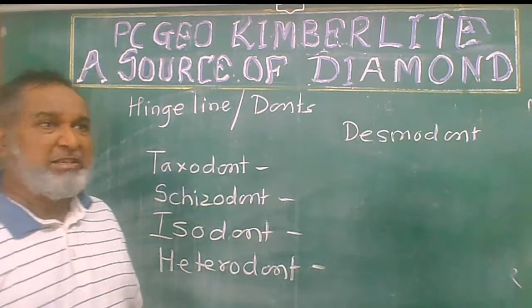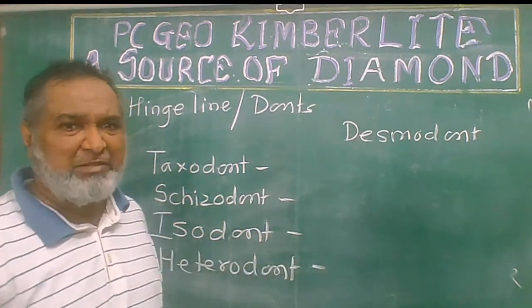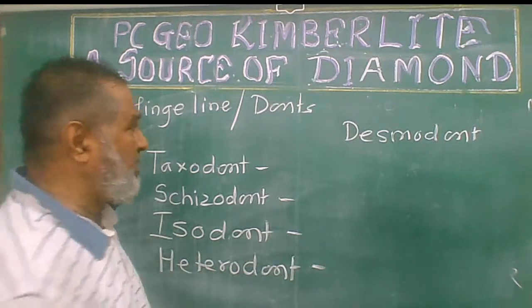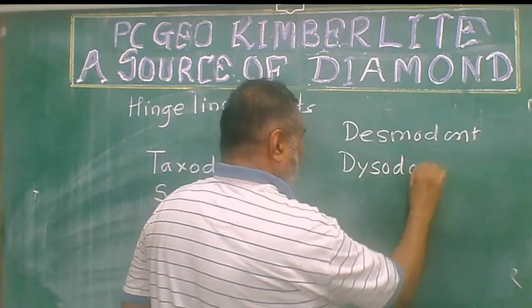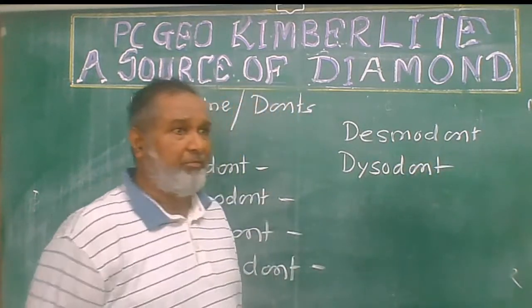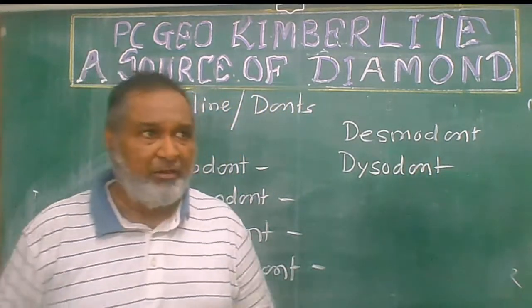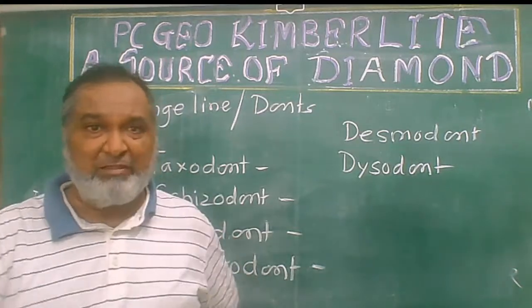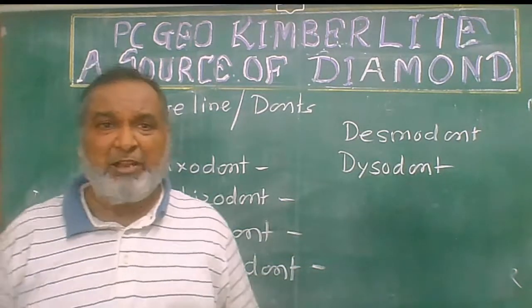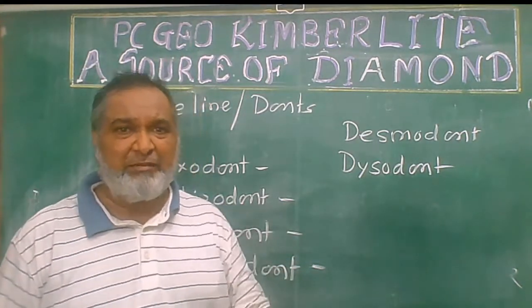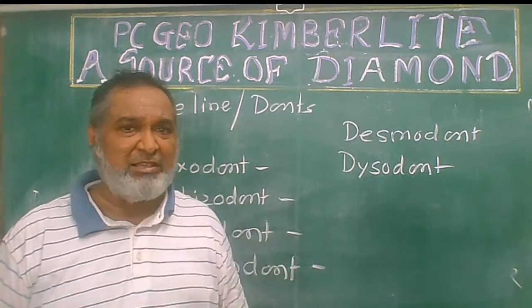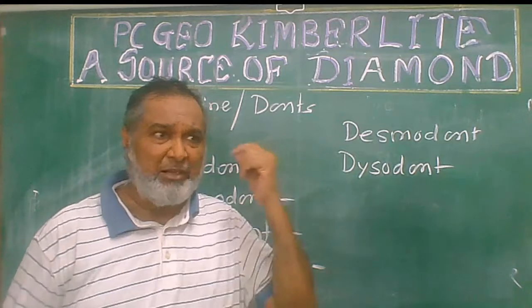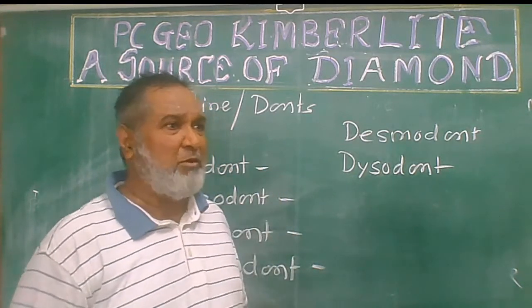Desmodon means the hinge line is reduced or completely absent. Disodon, what is an example? I will give this particularly for disodon. Whenever a small child is there of 7, 8 or 9 months, just the gum line is there. So there are no teeth, but the gum line is there. So that's what we have.